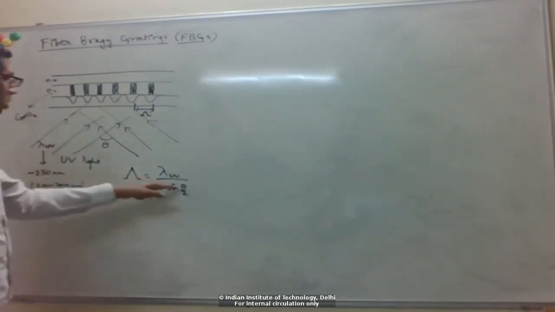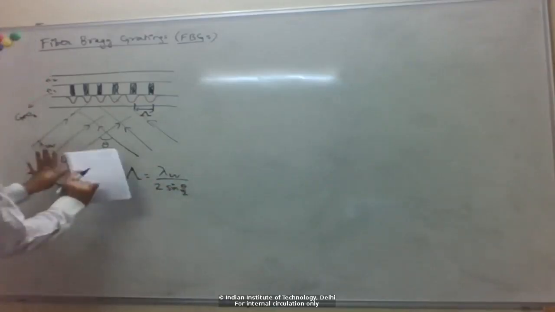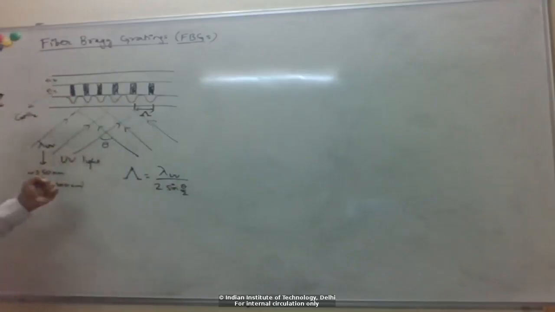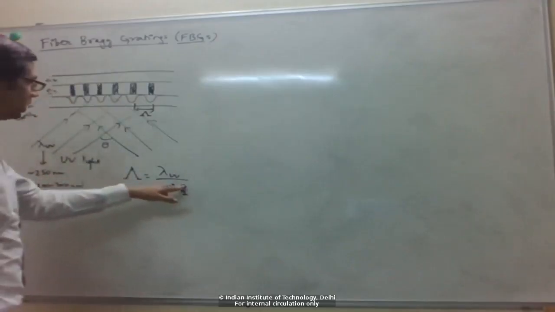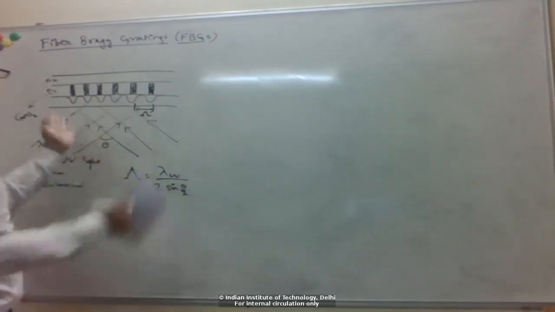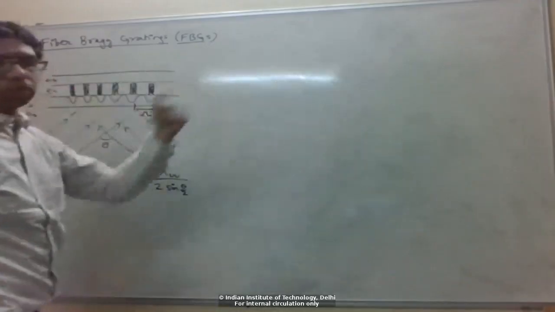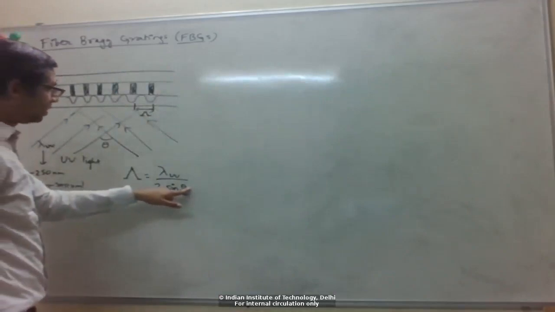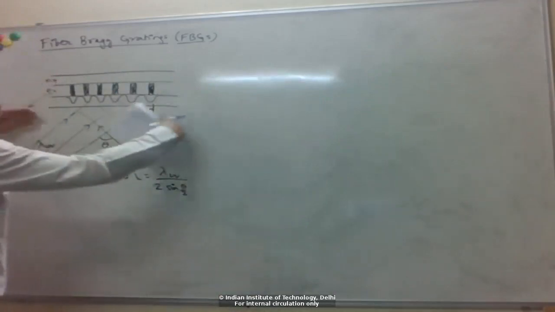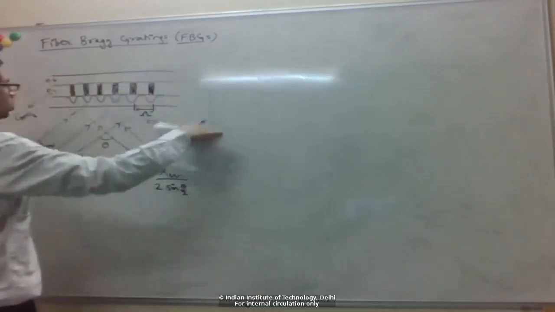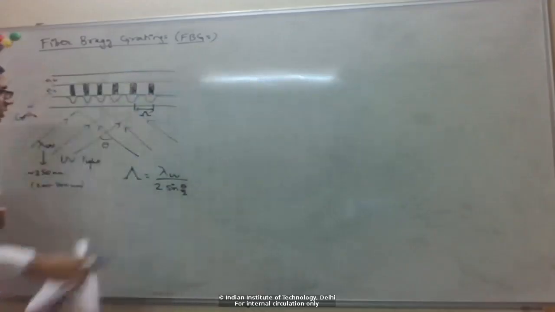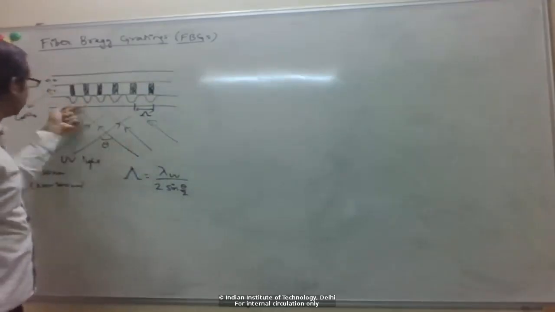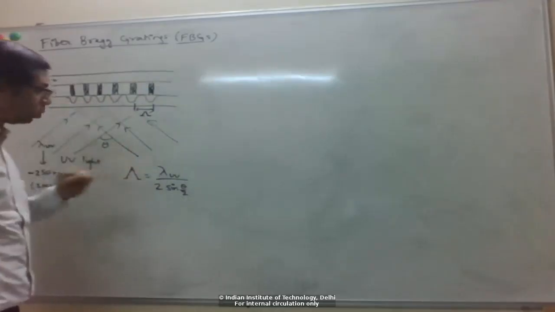So if theta is 0, which means that both beams are parallel like this, of course there will be no interference, right? So if theta is 0, this period you can see is infinity. So basically there is no grating. And the other limit is if theta is 180, so they're coming from opposite directions like this. You know when two beams from opposite directions interfere, then you get a standing wave with this period lambda by 2.